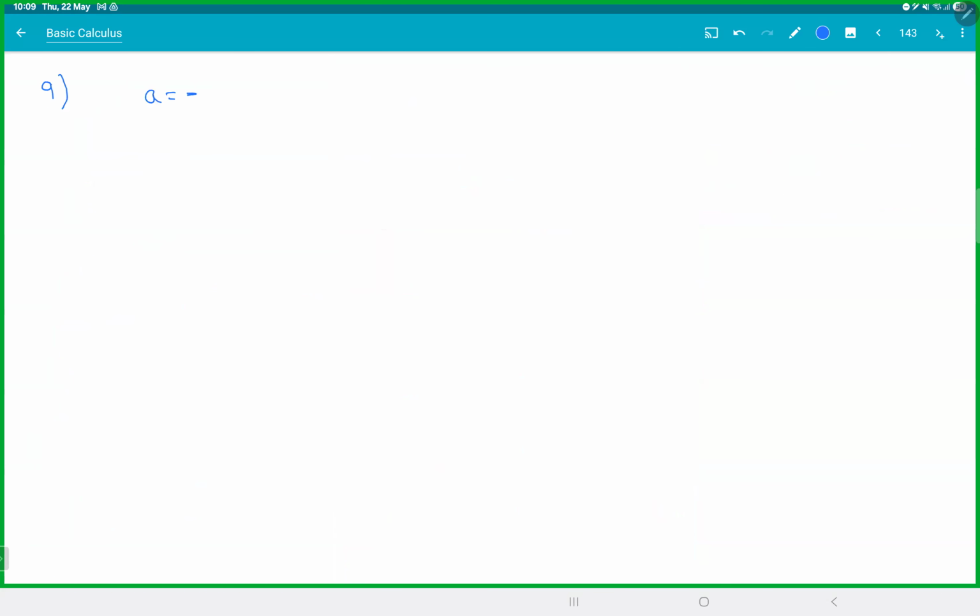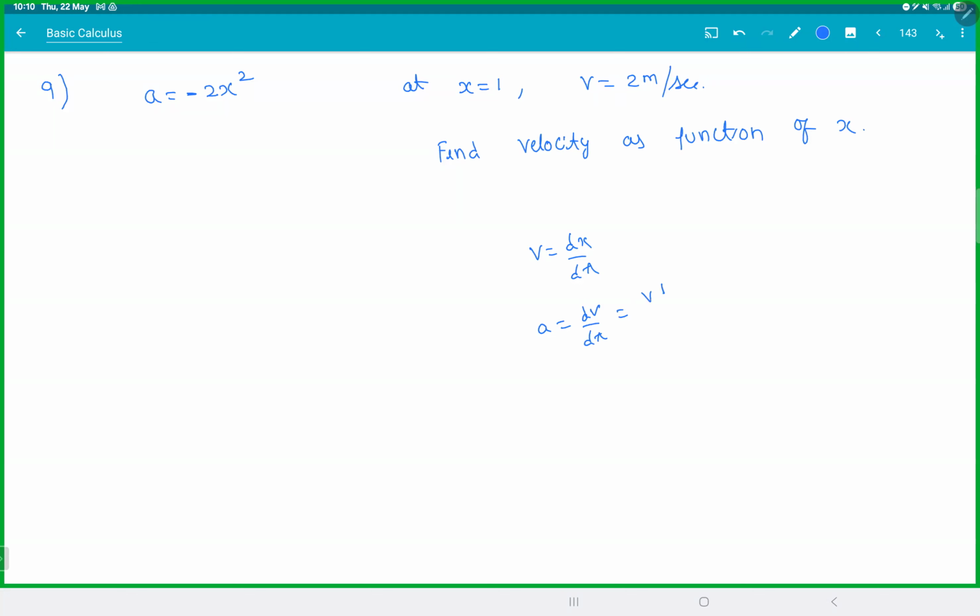Let's say A is equal to -2x square. At x is equal to 1, velocity is 2 meters per second. Find velocity as function of x. And remember, we know only 3 formulas: v is dx by dt, a is dv by dt, or v dv by dx. We just keep playing with these things only. Should I integrate or differentiate?